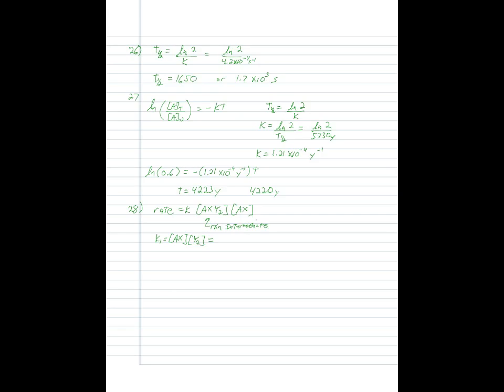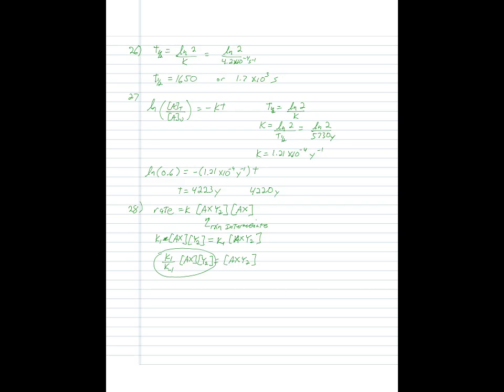That's going to be equal to k minus 1 times the concentration of AXY2. I want to get the AXY2 by itself so I can solve for it, so I just need to divide by k minus 1. That's a times, not an equals. So that gives me k1 over k minus 1, times the concentration of AX times the concentration of Y2, is equal to the concentration of AXY2.